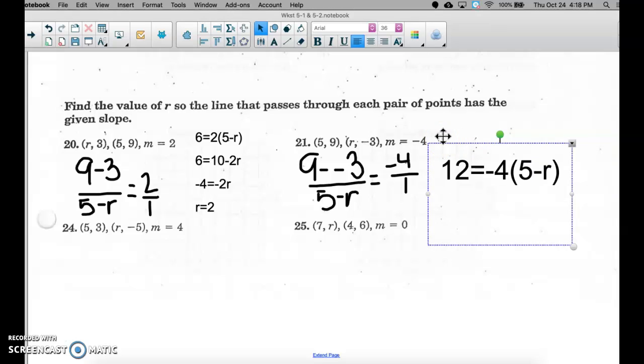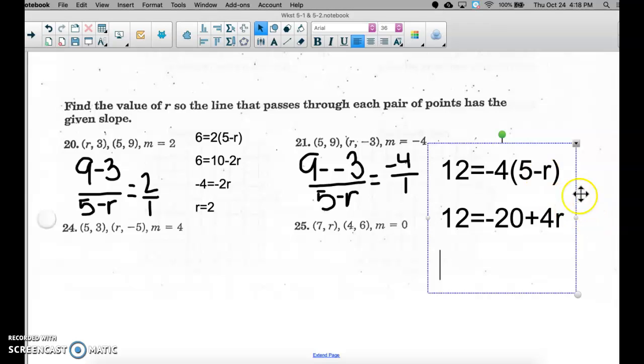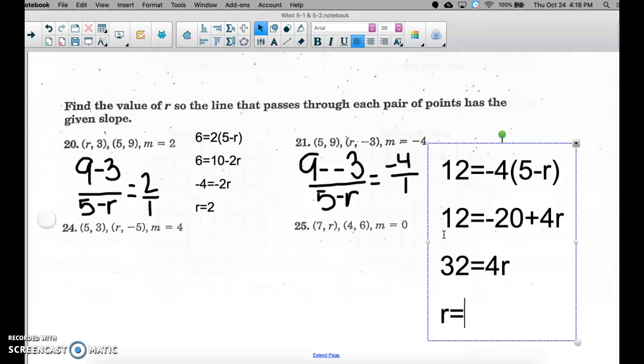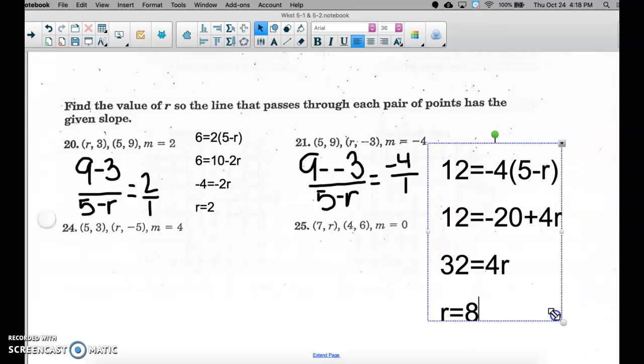We simplify the same way we're used to. We get 12 equals negative 4 times positive 5 is negative 20. Negative 4 times negative r is positive 4r. Move that negative 20 to the other side. You get 32 because we add it over. Equals 4r. Divide both sides by 4 and you get r equals 8.